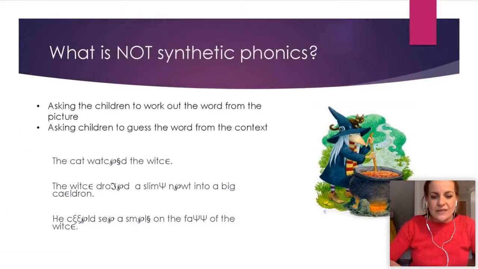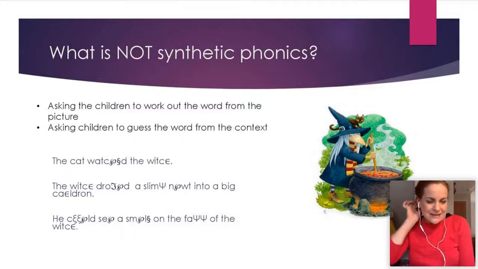It's also not synthetic phonics when we ask children to work out a word from the picture. So, for example, like you can see here, the cat watched the witch. We know it's that. But if the children haven't come across that grapheme and we ask them to refer to the picture, in essence, we're asking them just to guess the word from the context. And again, that has massive flaws, because there are too many possibilities from the illustration. And again, we're basically asking the child to just guess the word.